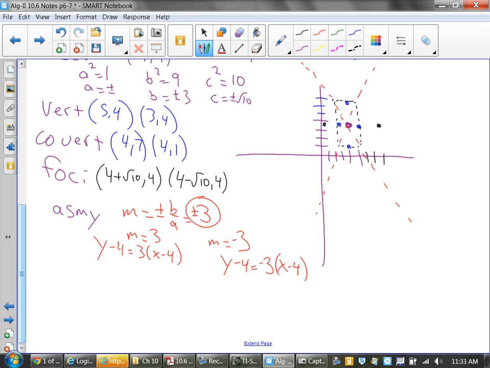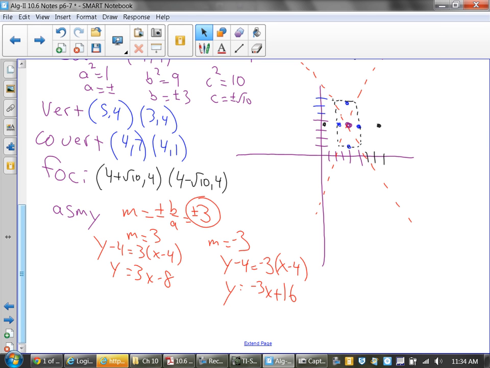Like I said, there's a lot you have to do on a hyperbola. You're writing the equations of the slant asymptotes. 3x minus 12, add 4, you get 3x minus 8. Here we get negative 3x plus 12 plus 4, which is negative 3x plus 16. Oops, didn't make my curve.